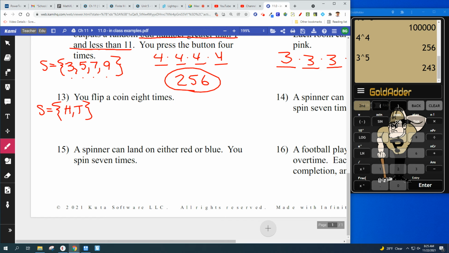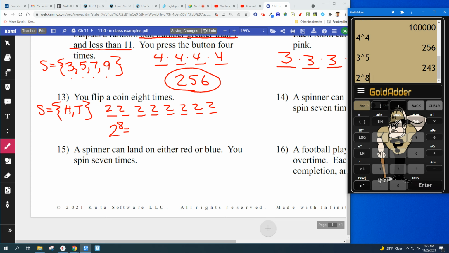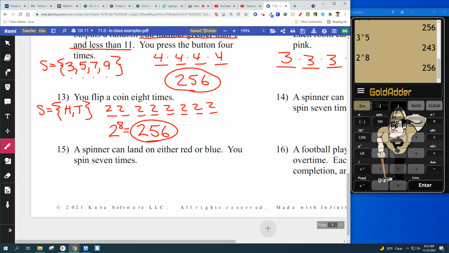Anyway, flip a coin 8 times means 8 blanks. How many choices for each of those blanks? Is that 2 to the 8th power or 8 to the 2nd power? That's 2 to the 8th power. 2 to the 8th power is 256. Not the same thing as 8 to the 2nd power.